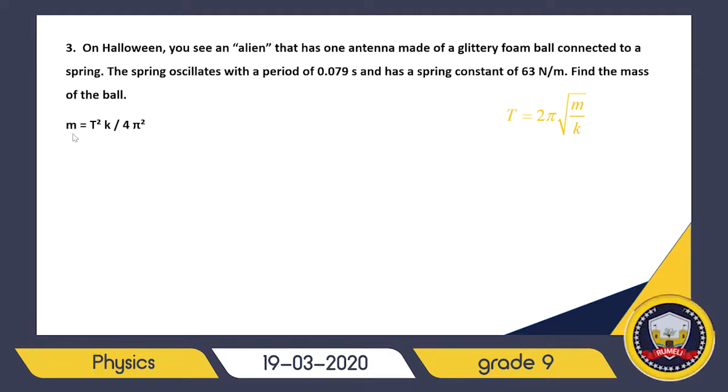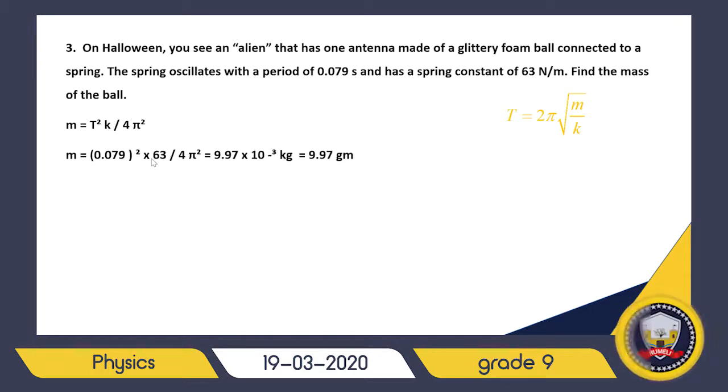Again, mass equals T squared k divided by 4 pi squared, and by direct substitution, T equals 0.079 squared multiplied by 63, which is k, divided by 4 pi squared. It equals 9.97 multiplied by 10 to the power negative 3 kilogram, the mass of the ball. Or we can make it in grams, by dividing by 1000, or getting rid of the 10 to the power negative 3, so it will be 9.97 grams, the mass of the ball.